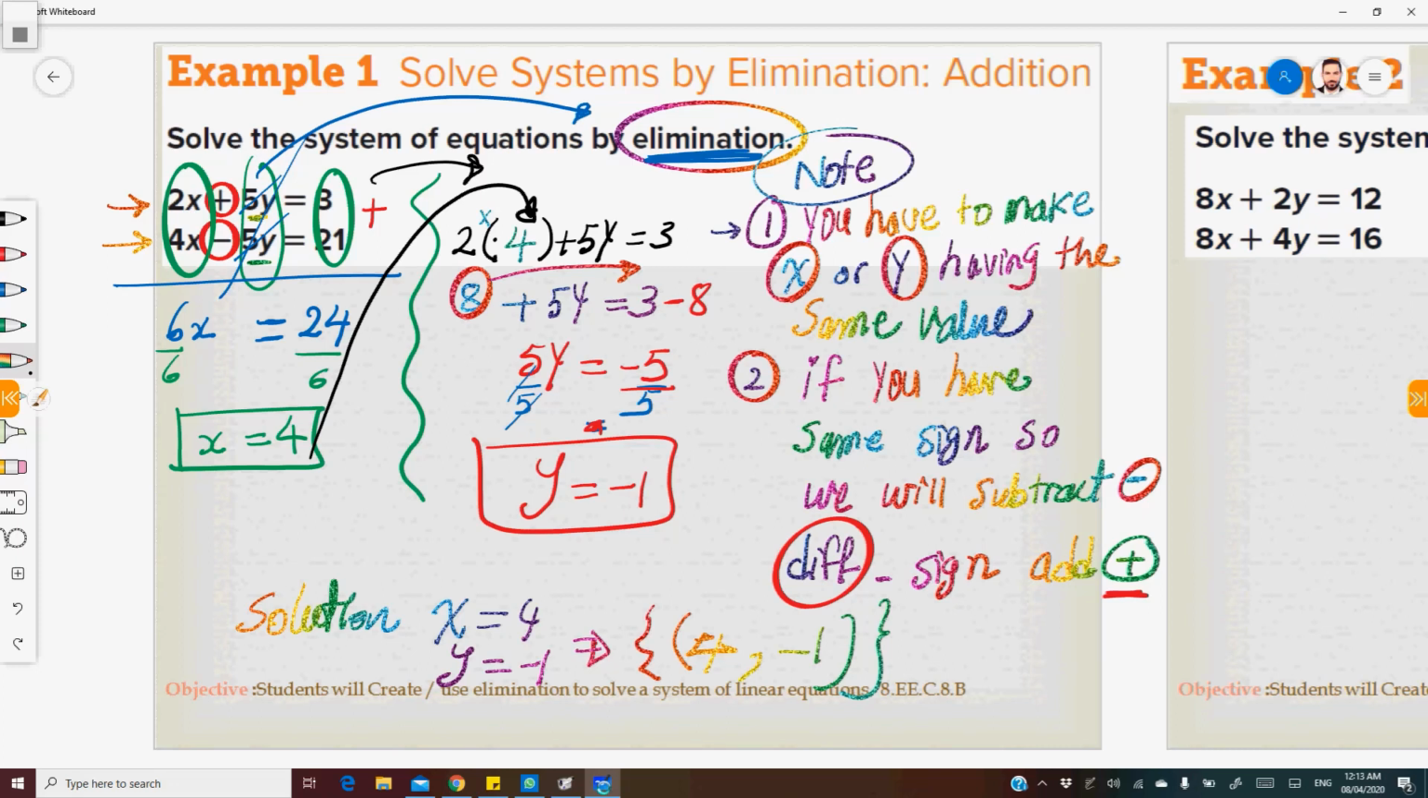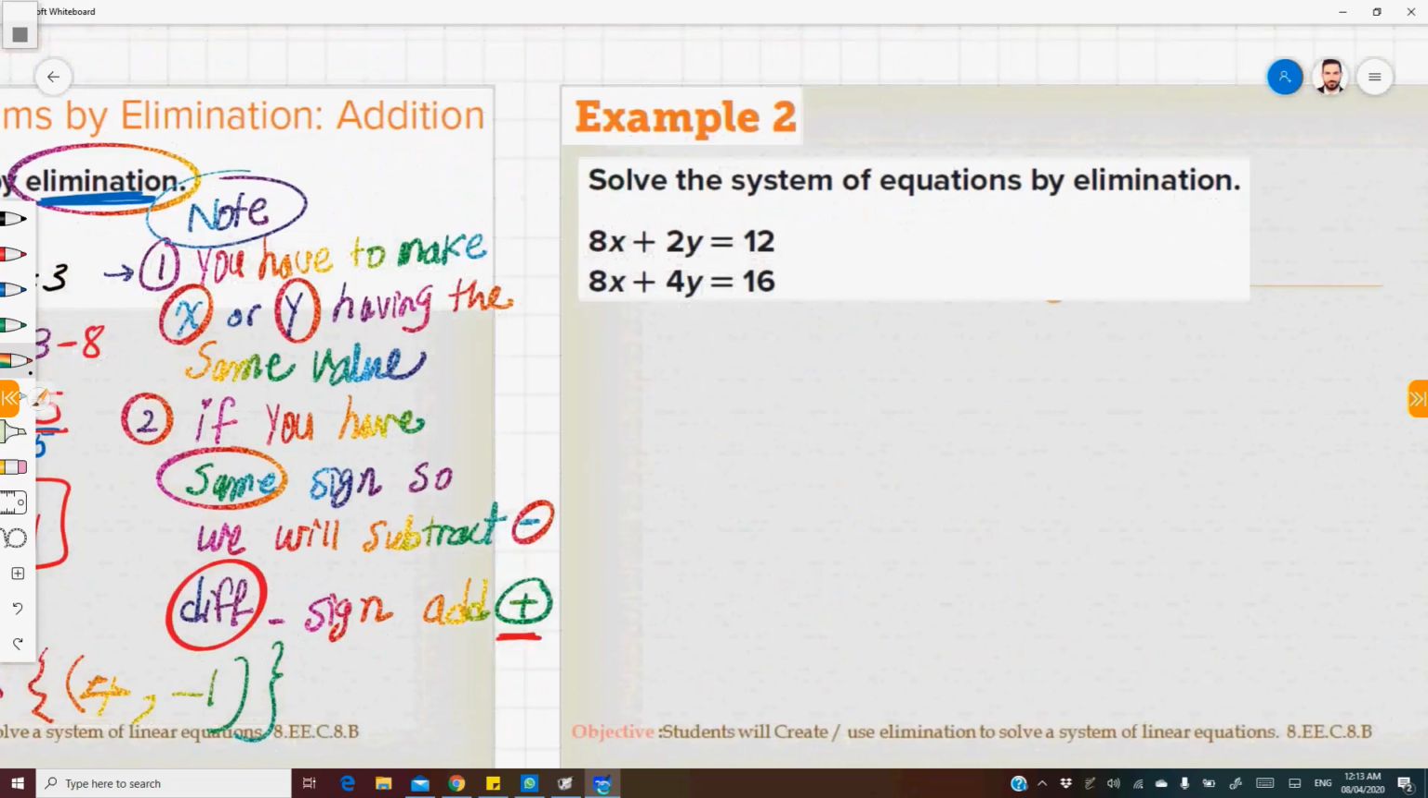You have to make x or y having the same value. Our note number 2: if the x or y have the same sign, I will do subtraction. If they have a different sign, I will do addition. Remember, different sign, addition; same sign, subtraction. Let's go to example number 2.